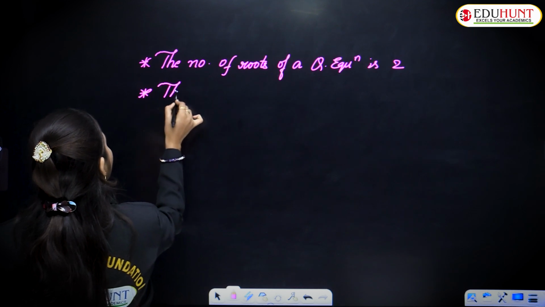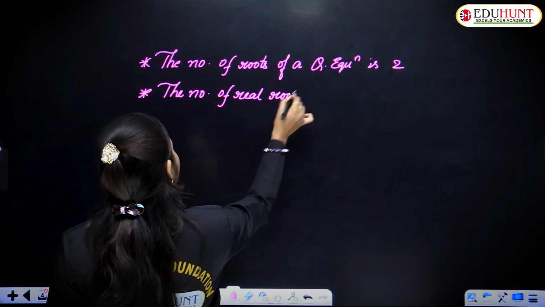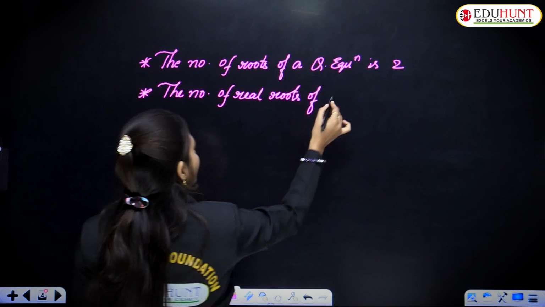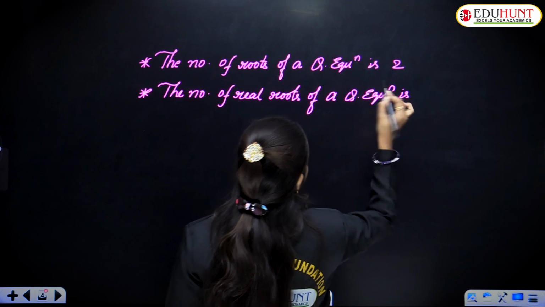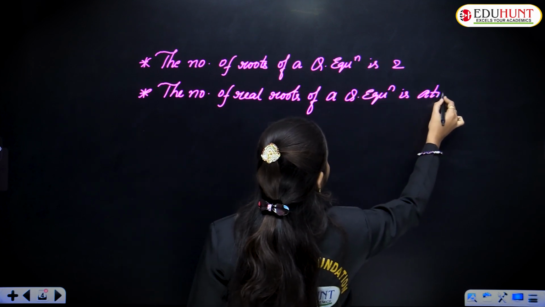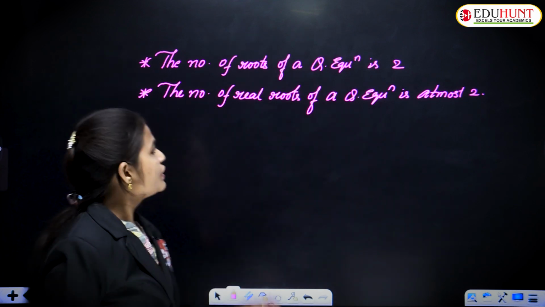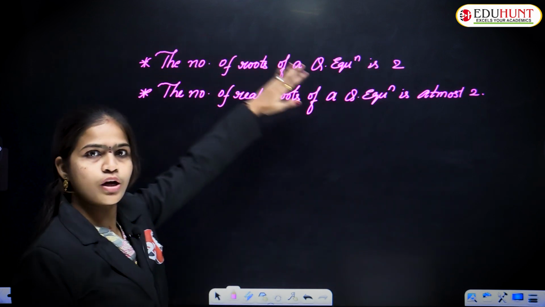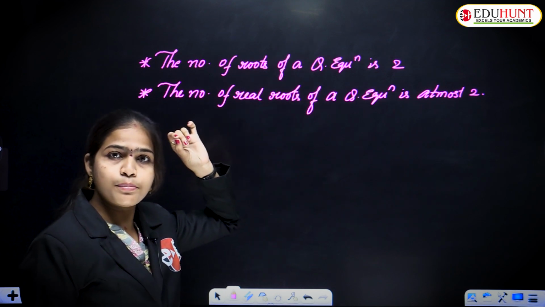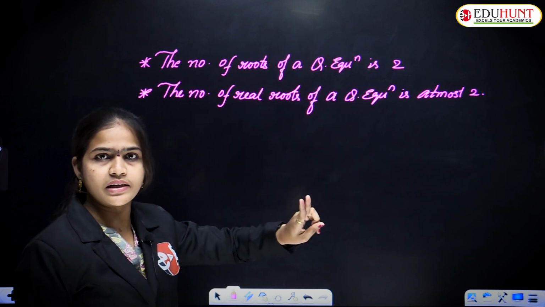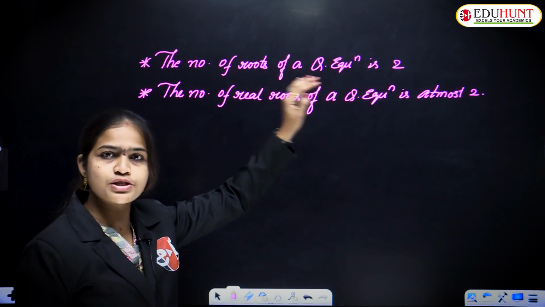The number of real roots of a quadratic equation is at most 2. Actually in your material this one is given as wrong, so just verify this. Children, here the number of roots, at most, means the maximum roots. Actually the number of roots it contains means 2 roots only. So the first statement is: the number of roots of a quadratic equation is 2 only.